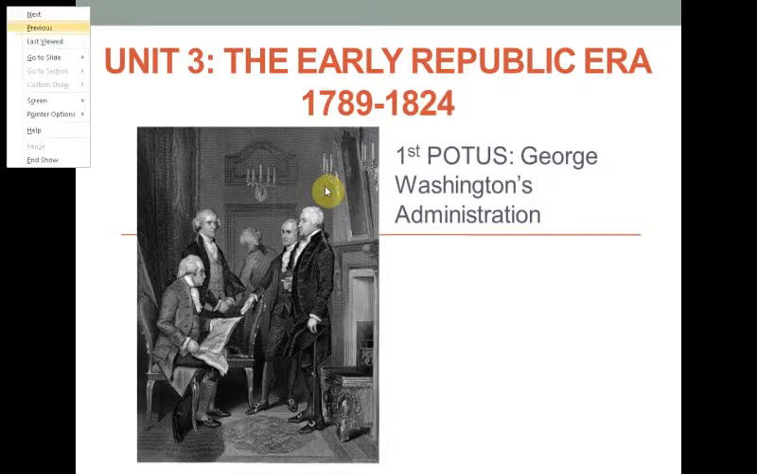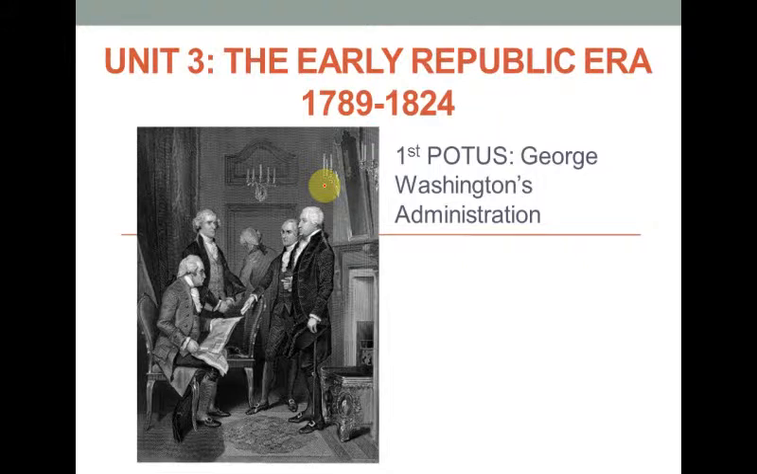Now in this first image, folks, I want you to see if you can point out, of these 5 individuals, which of these individuals is George Washington? The one standing up with the cane. Yeah, this guy. That's George Washington. So who might be these other 3 men?